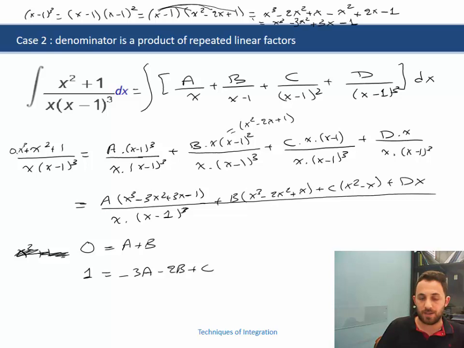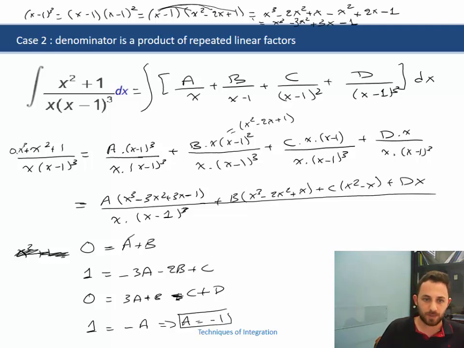The coefficient of x: there is no x, so the coefficient of x is 0. The coefficient of x is 3a plus b minus c plus d. And the remaining part is 1 from the left side, which is equal to minus a. So there is no remaining part on b and c and d. So minus a is equal to 1, so a is equal to minus 1.